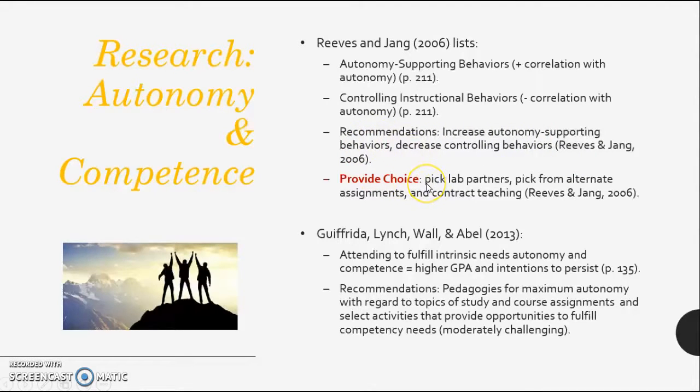So we need to provide choice. Ways we can do that is allow students to pick their lab partner, something as simple as that. Picking from alternate assignments, or contract learning, where students come up with a contract for how they're going to meet the objectives of the course.